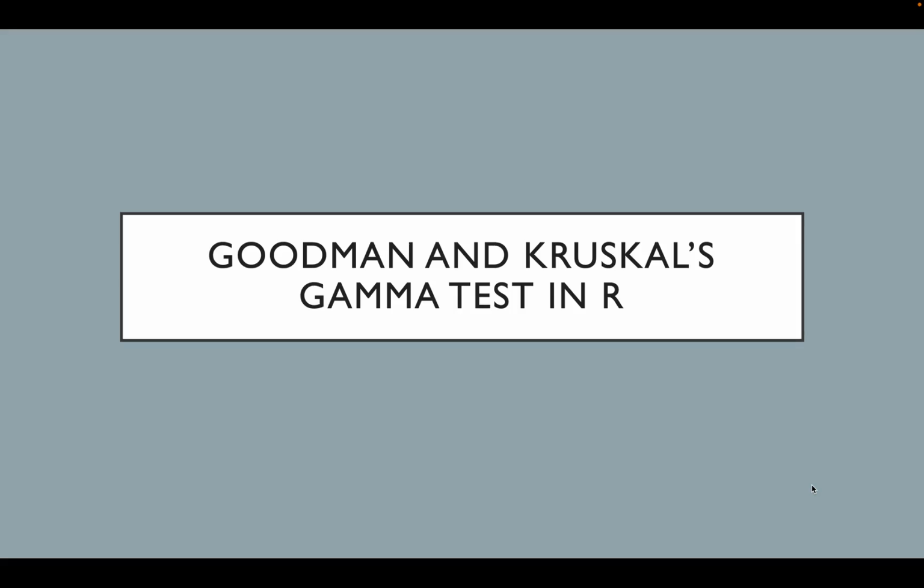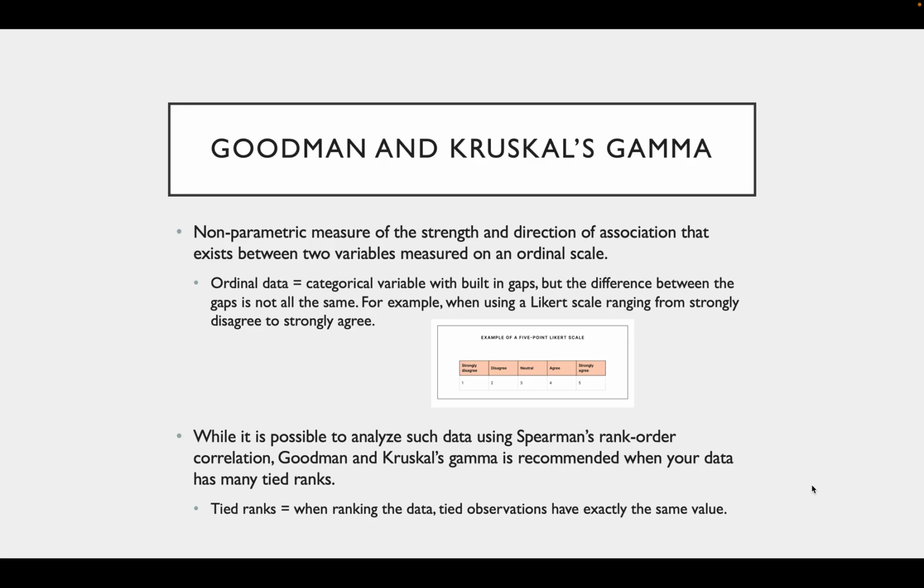This tutorial is going to demonstrate how to do a Goodman and Kruskal gamma test on R. Goodman and Kruskal gamma is a non-parametric measure of the strength and direction of an association that exists between two variables which are measured on an ordinal scale.